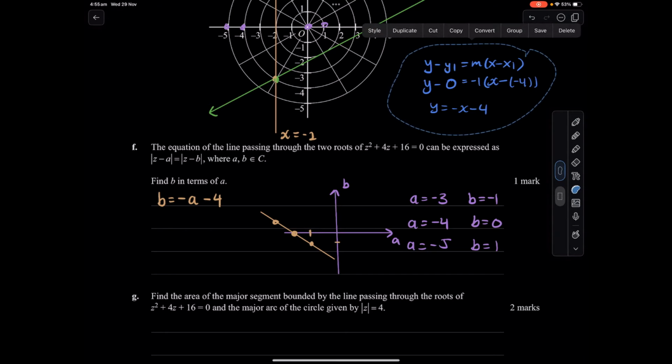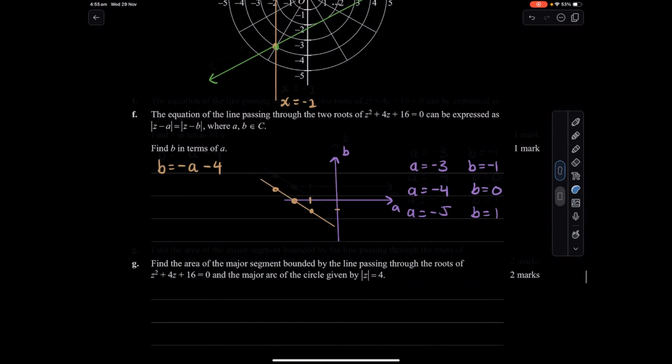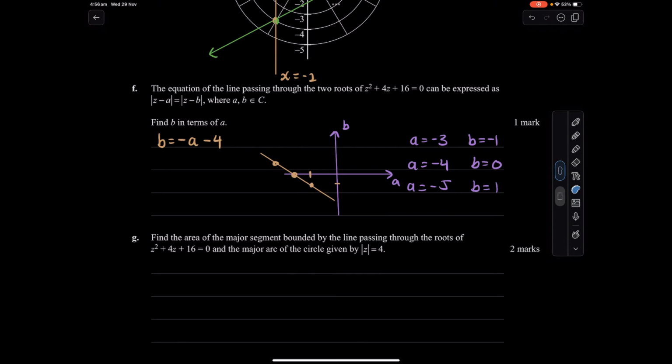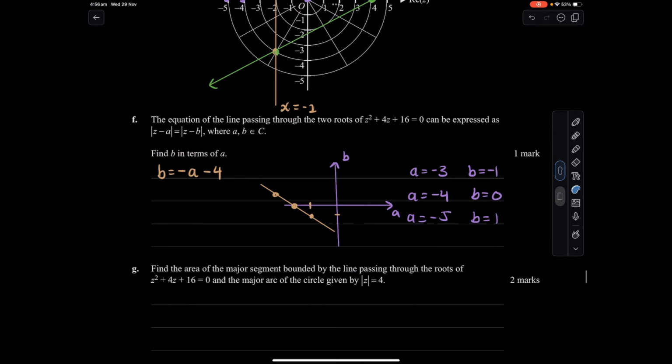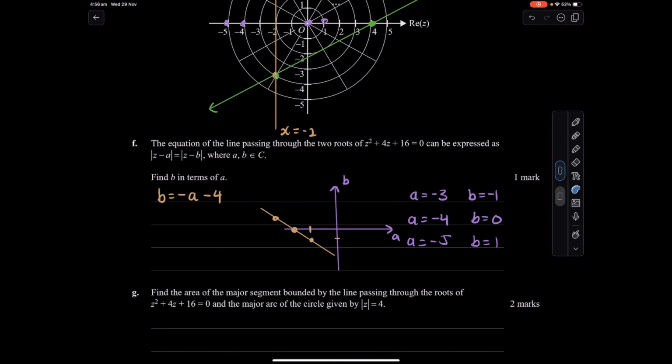All right. So would that express everything right? Let's check. So for example, b equals -a minus 4. Let's check if that works. If I subbed in, for example, a is equal to -3, so negative 3 minus 4, negative 1. Okay, that works.